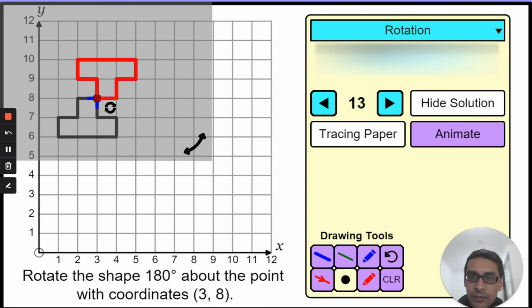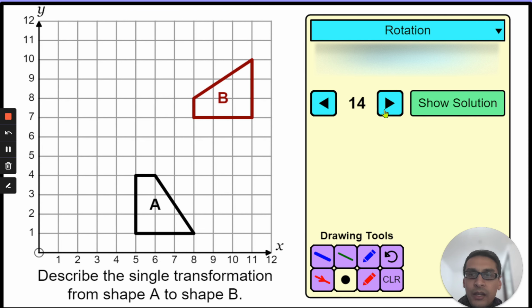An important point here that I've mentioned before is that point there is called an invariant point because it does not move. It stays in the same place. And we'll look at that again later on in the topic.